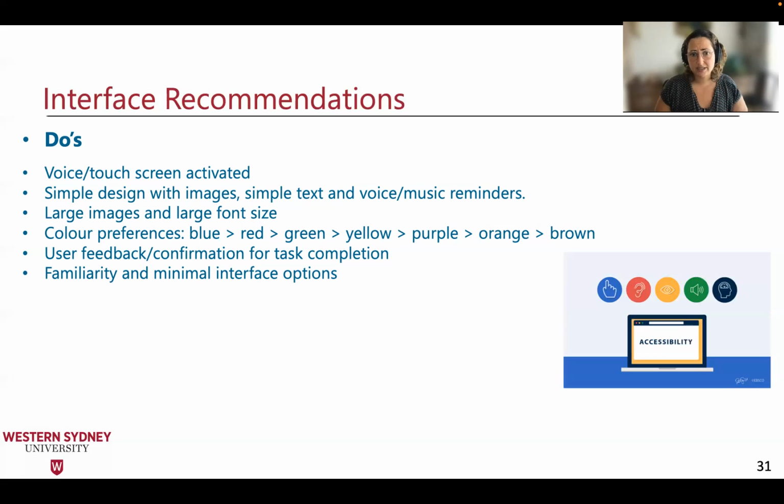Using large images and large font sizes, there is research saying that there are color preferences. Blue is more preferable to red, green, yellow, purple, orange and brown. So it's important to try to incorporate these things into technologies for people with dementia. It's also important to have user feedback and confirmation for task completion. When somebody has done something, how do you actually know that they've done it? Is there a way to sense that they've put water into the kettle, or are they able to say, yes, I have filled up the kettle, what is the next step in this sequence?